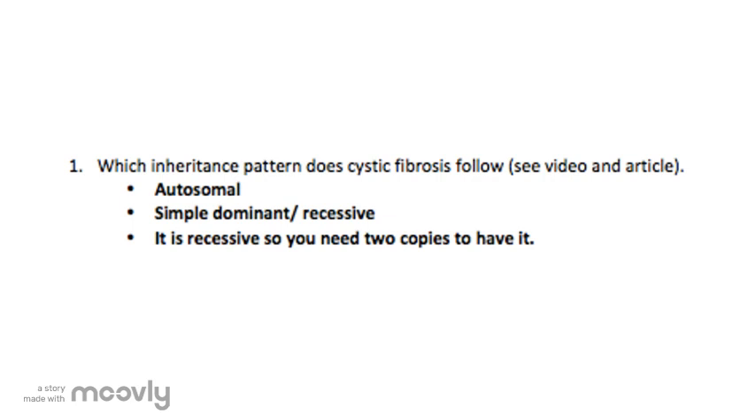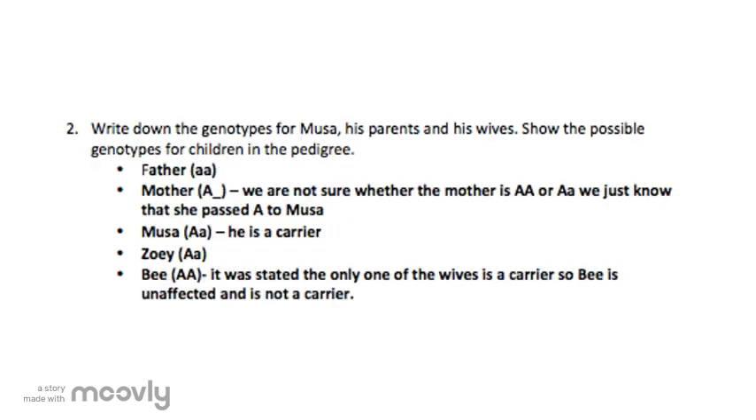And as you will recall from either the articles on the webpage or videos or what I've said earlier, it is an autosomal recessive disease, which means that a person needs to have two of the recessive alleles in order to have the disease. Now, the second question asks us to write down the genotypes of Musa, his parents, and his wives. And the way I like to do this is to start with the simplest genotypes that I have. So I started with Musa's father.